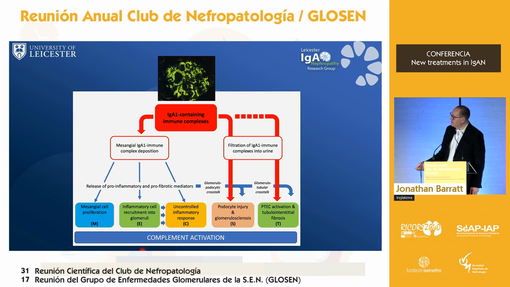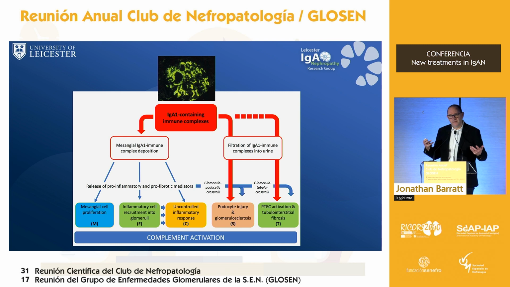And these features, which we replicate in the laboratory all the time, are the features in the kidney biopsy that are part of the Oxford classification. And we know each of these features independently predicts the risk of kidney failure. So the M score, the E score, the C score, the S and the T score. So this is what we understand is happening in IgA nephropathy.